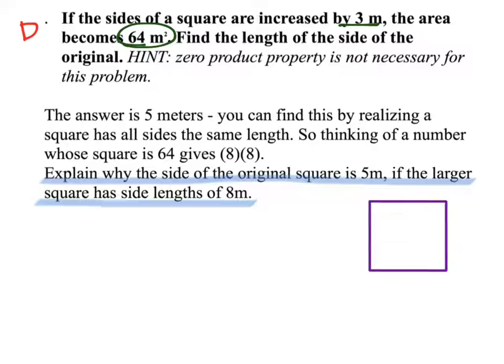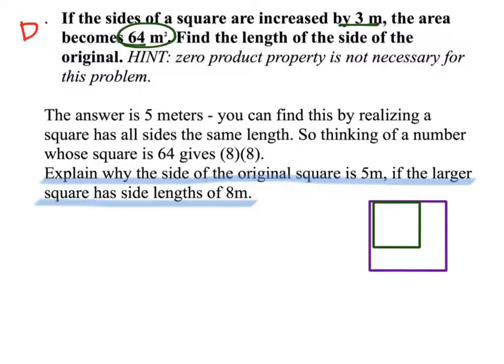Let's see if I can make another square that might look sort of appropriate. That's pretty close. And I want to know the side lengths of the original square. Please provide an explanation for why I know the side length is 5 meters when the larger square has side lengths of 8 meters. Okay.